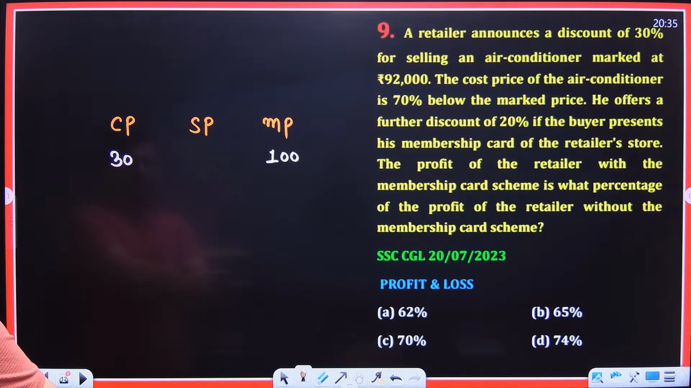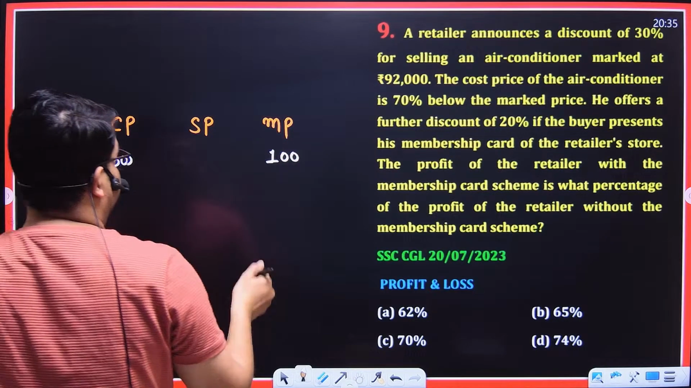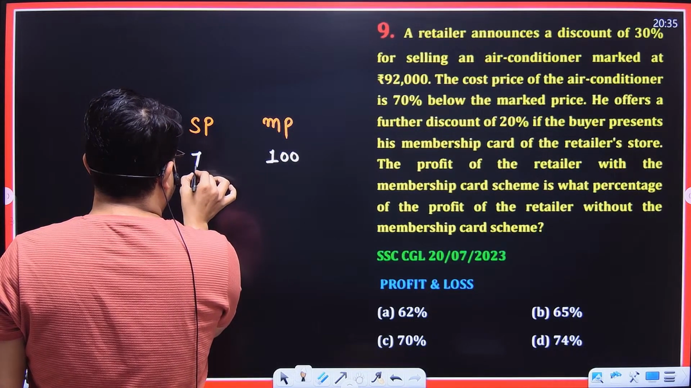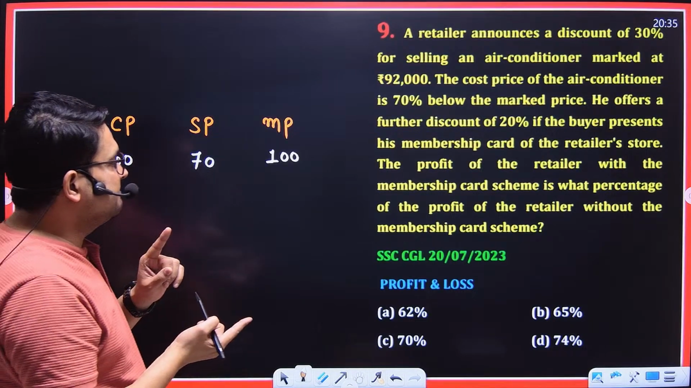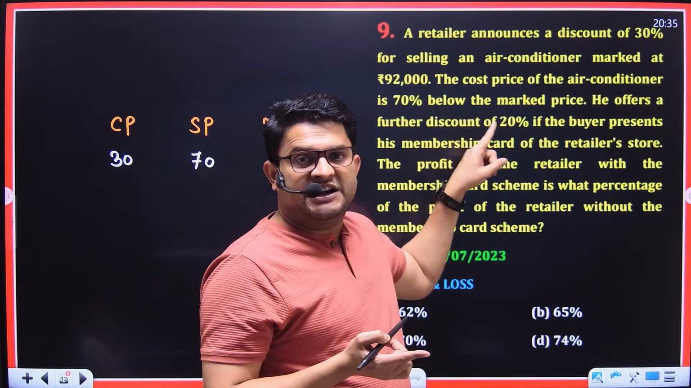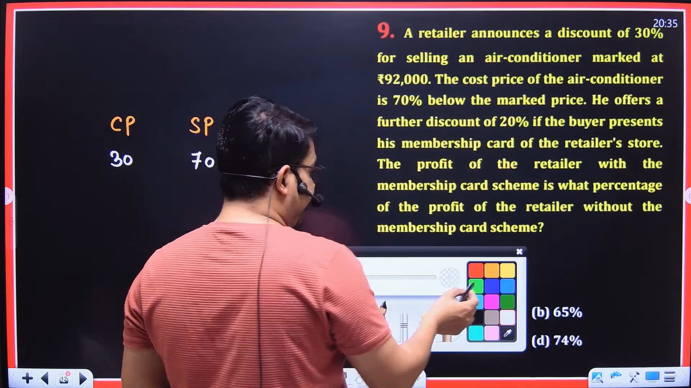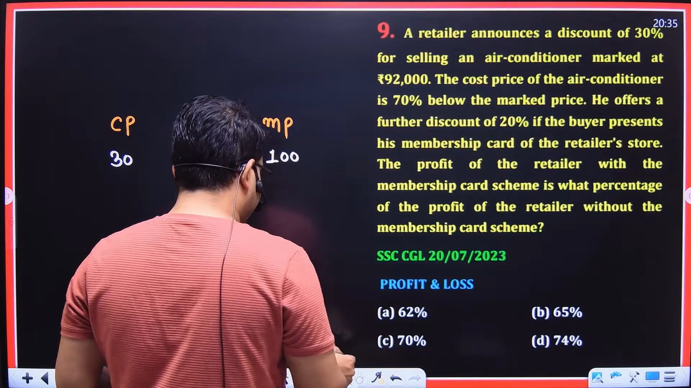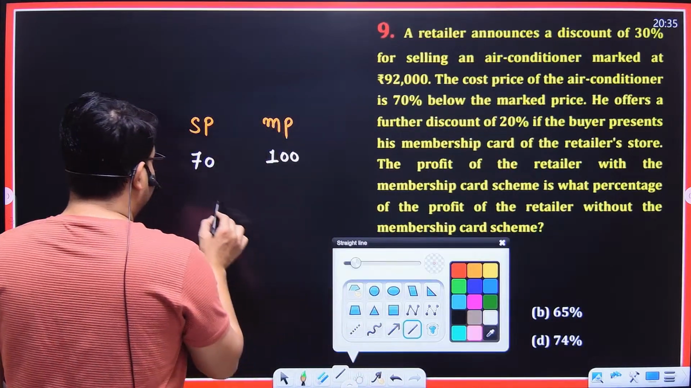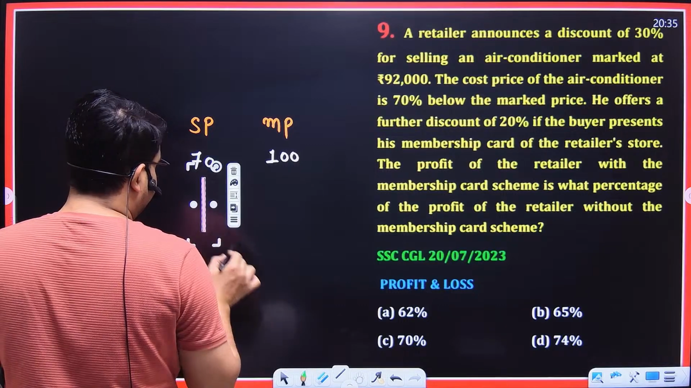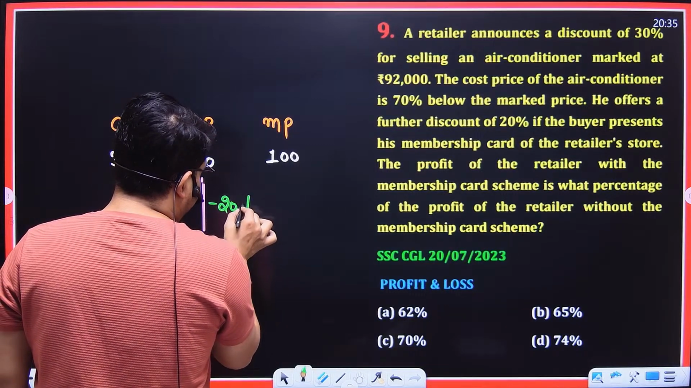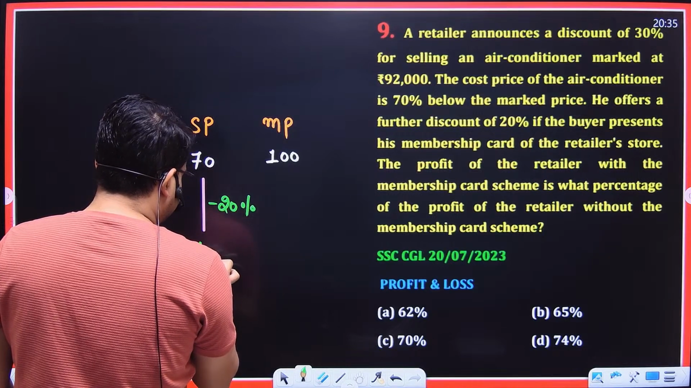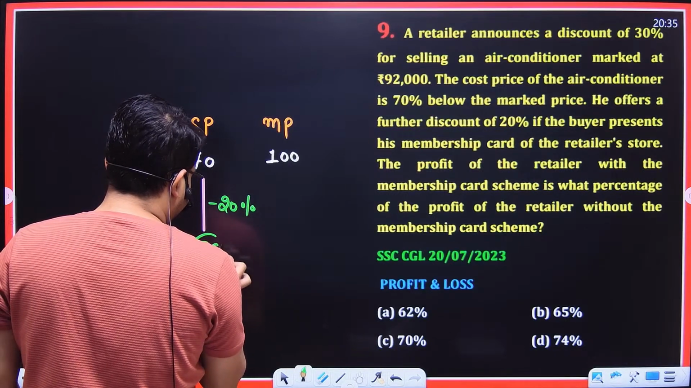A retailer announces a 30% discount. So here the discount is 30%, and the selling price is 70. If someone has a membership card, another 20% discount will be awarded. 20% of 70 is 14, which means the selling price is now 56.